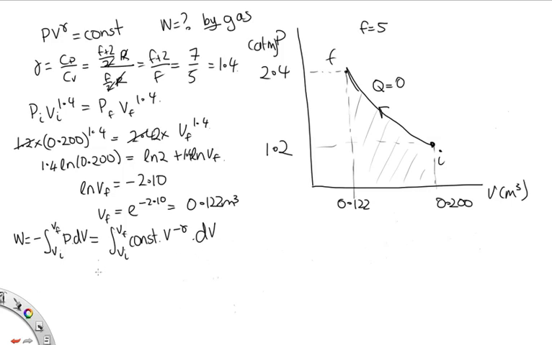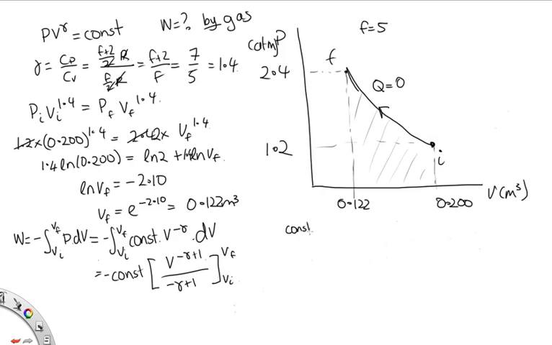Okay, now we want to integrate this. The constant's just a constant, so it can go out the front. When we integrate this, we end up with V to the minus gamma plus 1 over minus gamma plus 1. Oh, we dropped our negative sign there, so we need to put that back. And that's at VF and VI. Okay, now to evaluate this, we need to work out what this constant is. So this constant's up here. We can use the initial state.